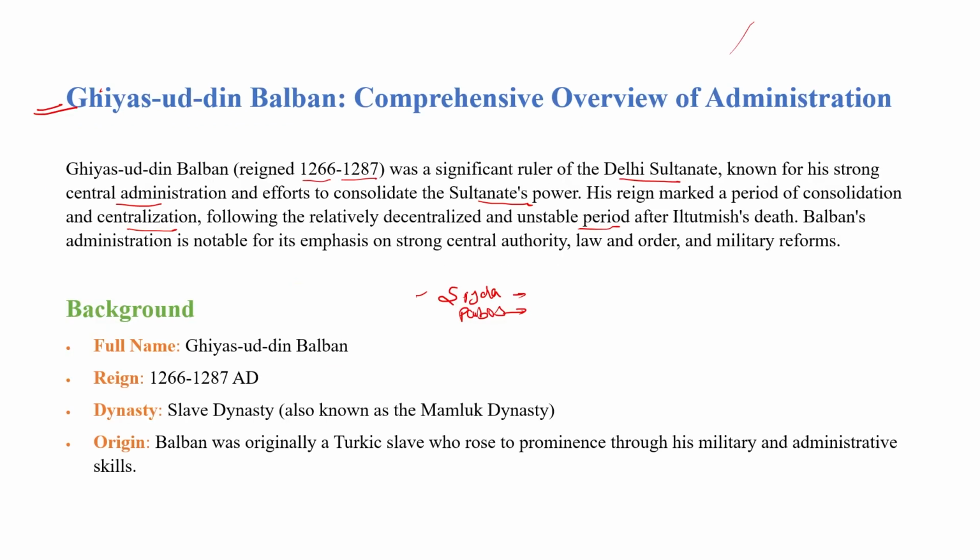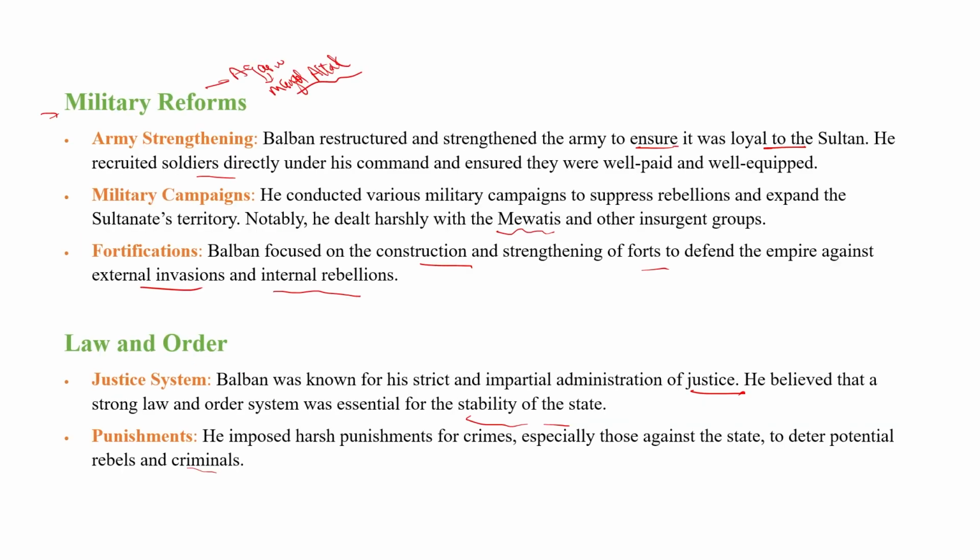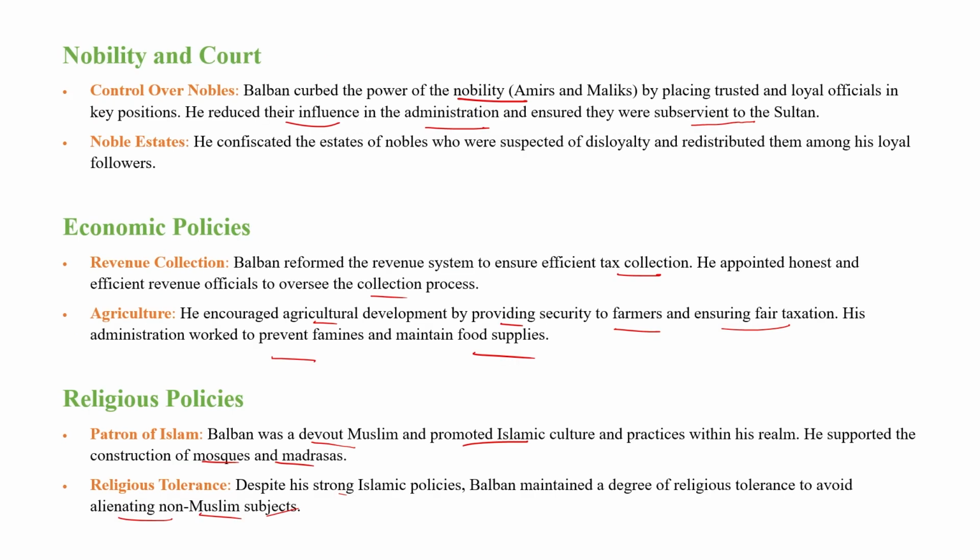He was the last powerful ruler of the slave dynasty who started the Sijda and Paibos system in India, meaning to show respect to the Sultan. He also established Barid, which means the spy system in India. There was also a system known as Diwan-e-Araj, which was established by Balban only. Diwan-e-Araj was the military department, which worked to maintain the royal army.